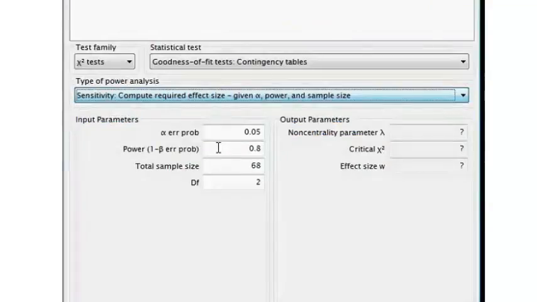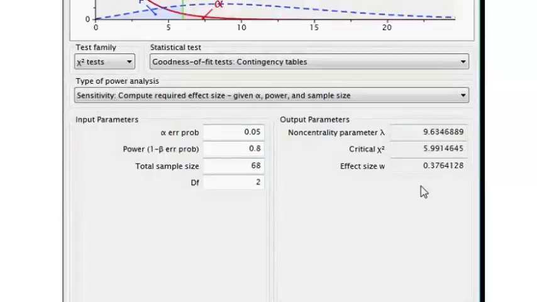Here's a new one. It's called sensitivity. What this does is it tries to calculate power, sample size, and effect size all in a quick chi-squared kind of way. I don't want to overly confuse you guys, but we leave the power the same, sample size. This will tell you your chi-squared test statistic has to be greater than 5.99. That's what that says, okay?